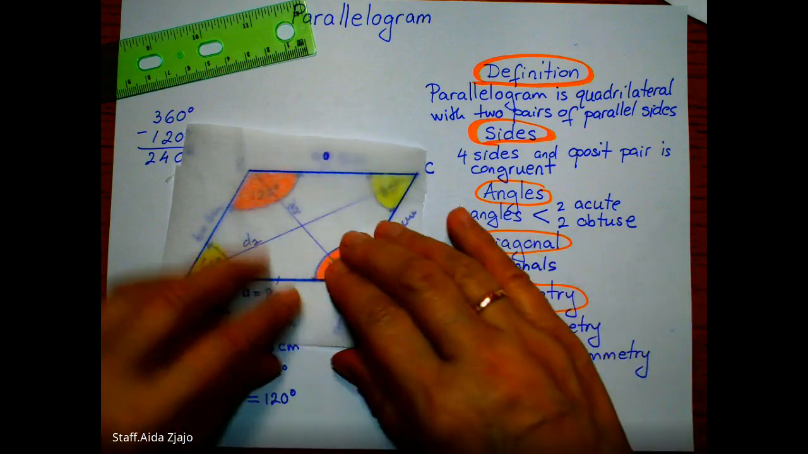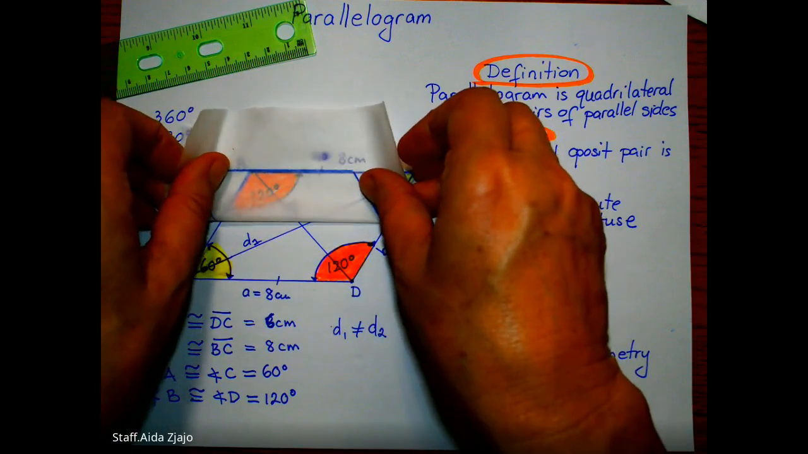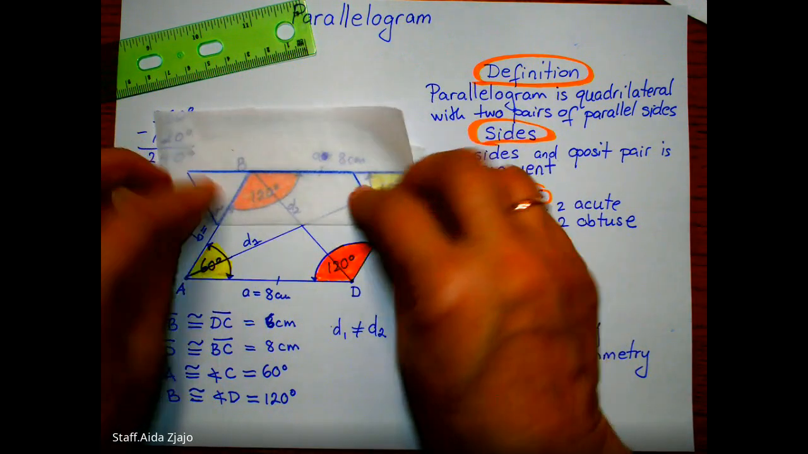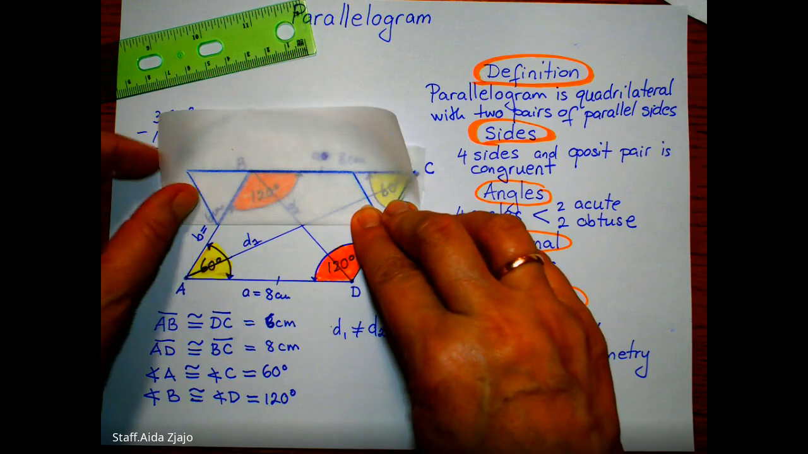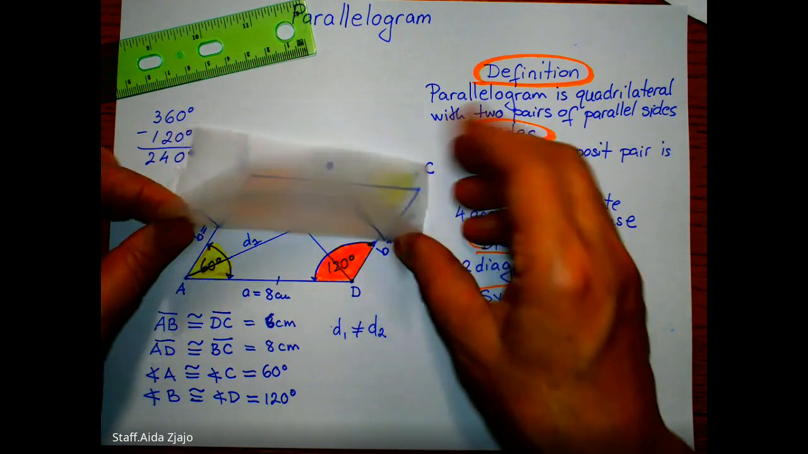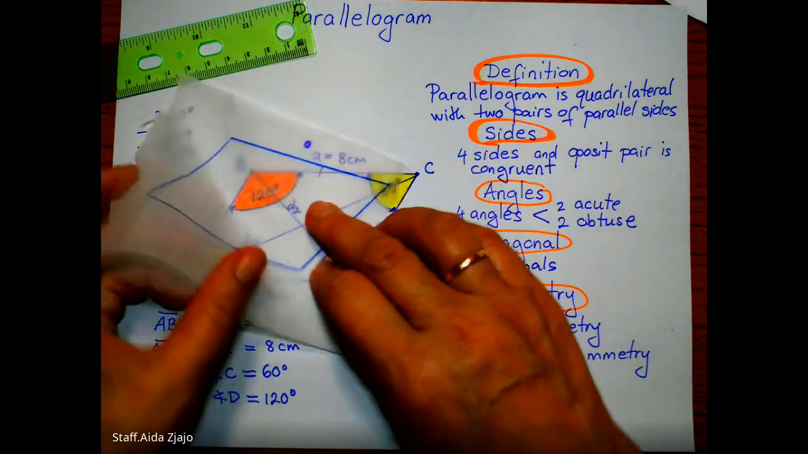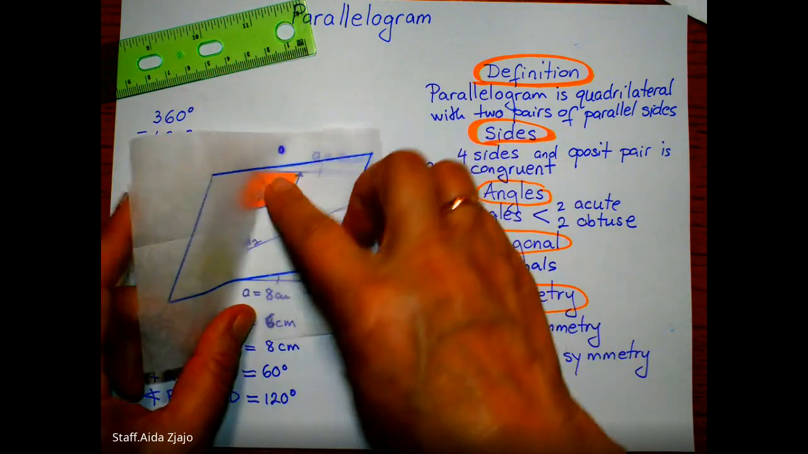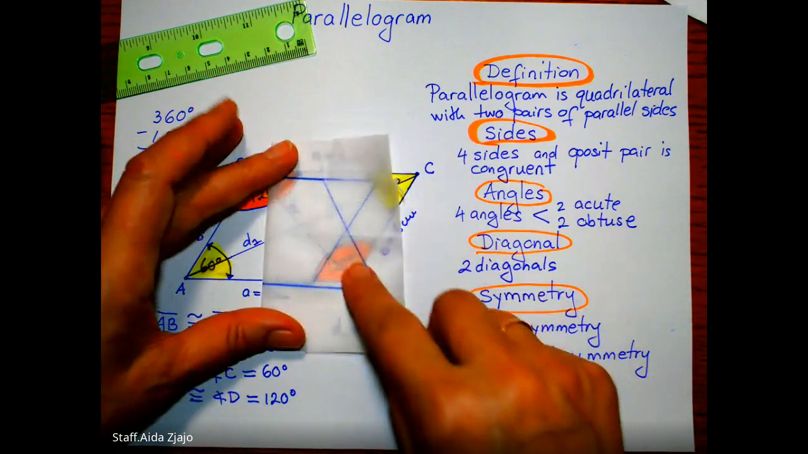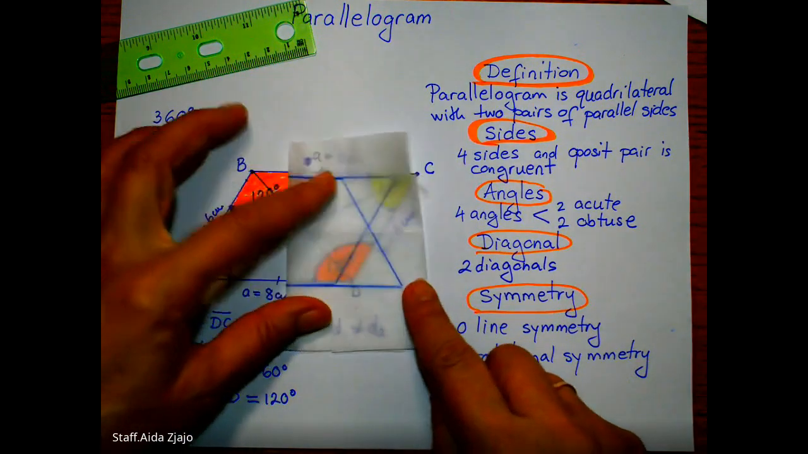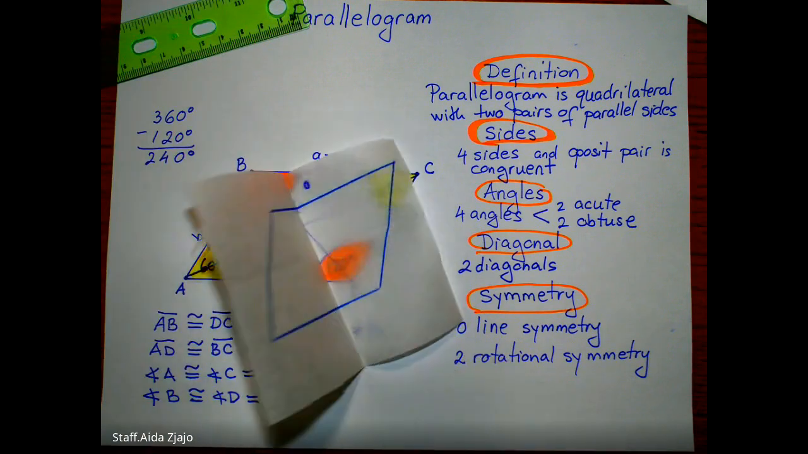We can also check that there is no line of symmetry, because if I try to cut this, the sides will overlap and they will not be congruent parts. And also if I try to cut through the middle, the parts will overlap and they will not be equal halves.